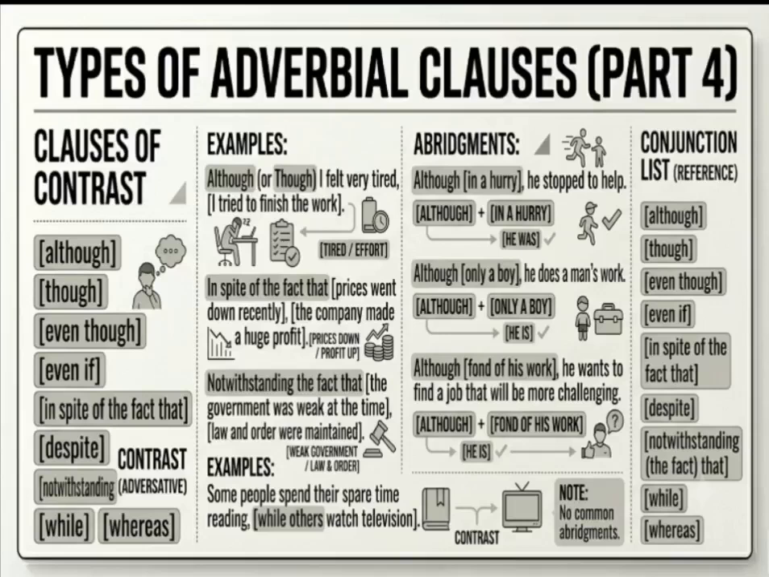And we have one major exception to note. If you look at the conjunctions while and whereas, we use them to show direct side-by-side comparison. Like, some people spend their spare time reading while others watch television. Because these switch to a completely different subject, they can't be abridged. Keep them whole.